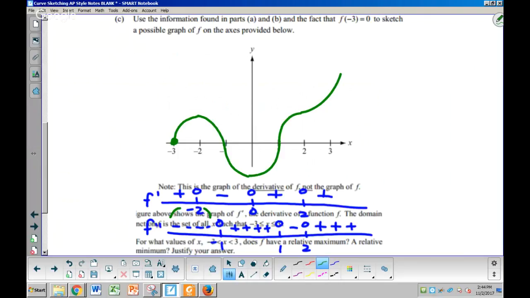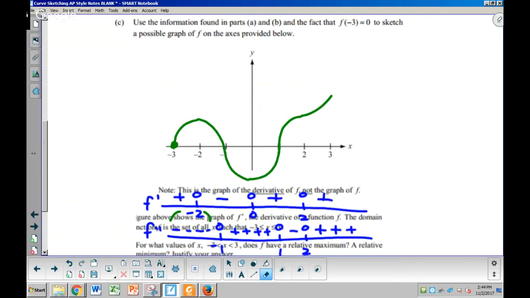It only goes to 3. Right, I know, but I shouldn't have drawn it past 3. Do you put a dot on it? I'd leave it like that. Okay, does anybody have any questions on that?